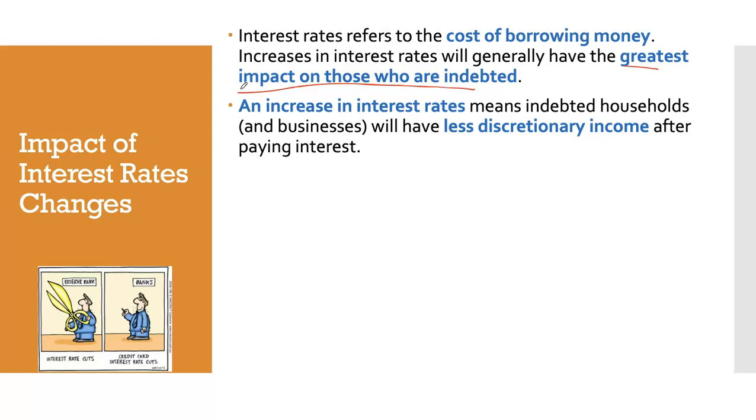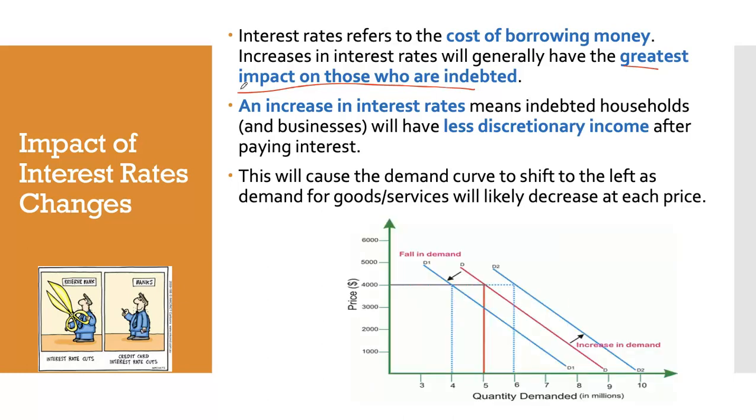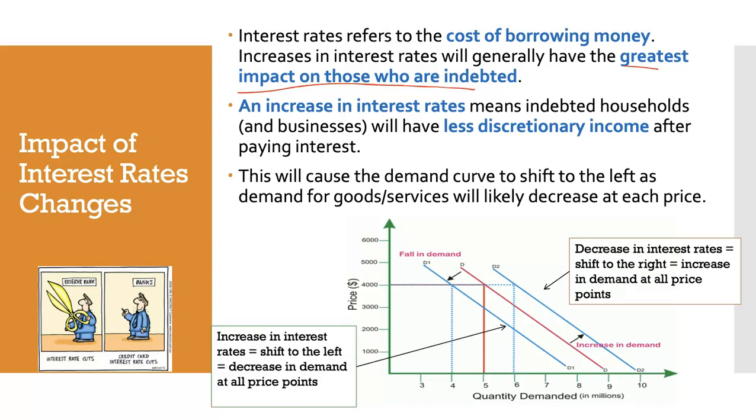So an increase in interest rates means indebted households will have less discretionary income, and this will cause the demand curve to shift to the left. They will have less discretionary income to buy goods and services because they need to spend more money on paying off their debt. So, let's go to the first one.